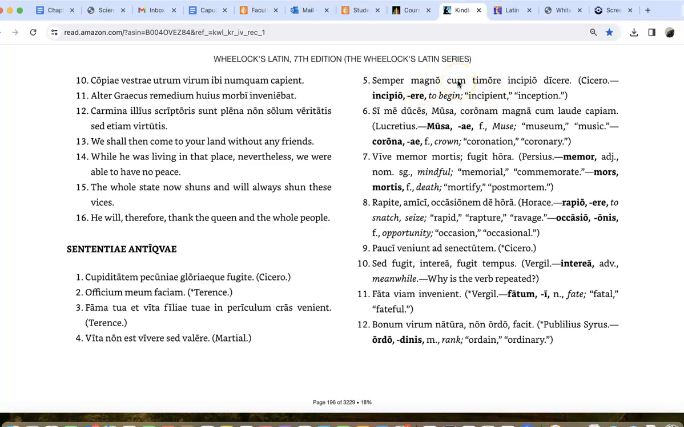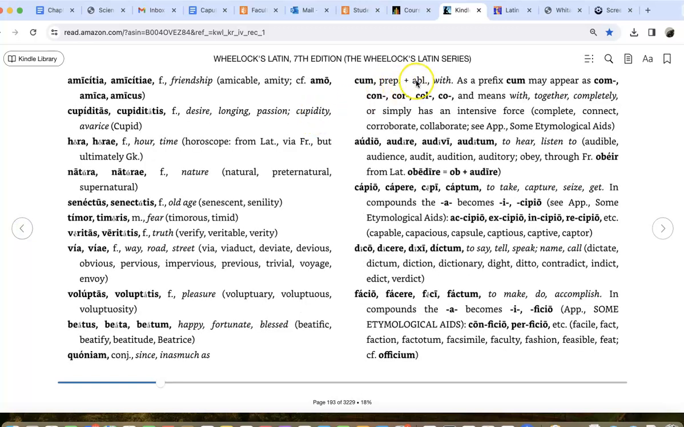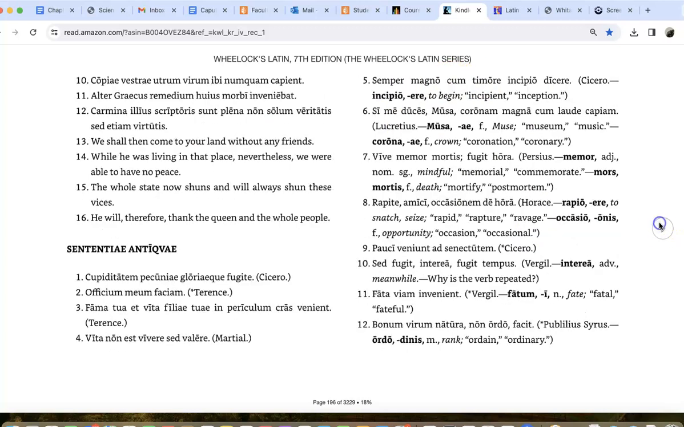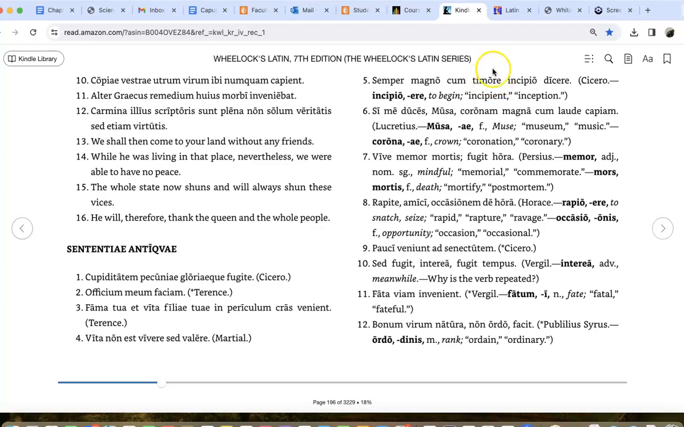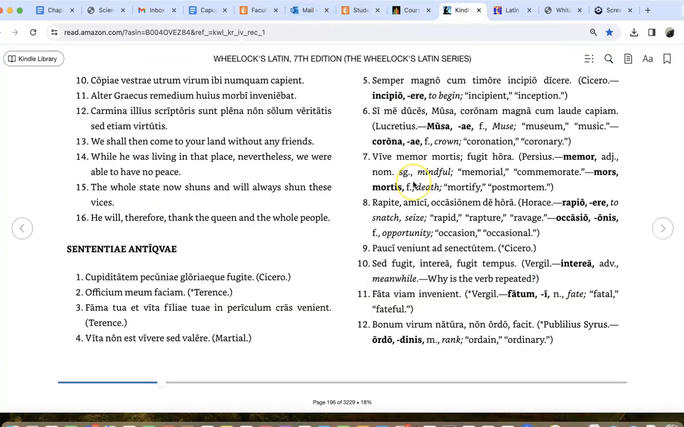Notice that cum, and this is one of your vocab words actually, is always followed by the ablative. So cum with the ablative. So sure enough, we have magno timore, because magno is second declension ablative singular, and timore is third declension ablative singular, because these are objects of cum, which must be in the ablative.